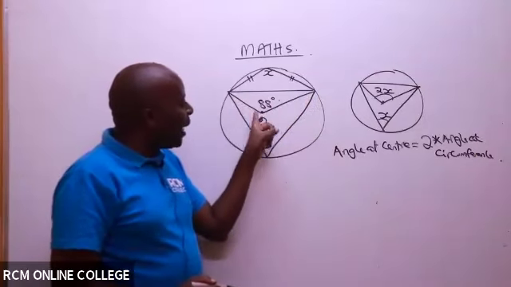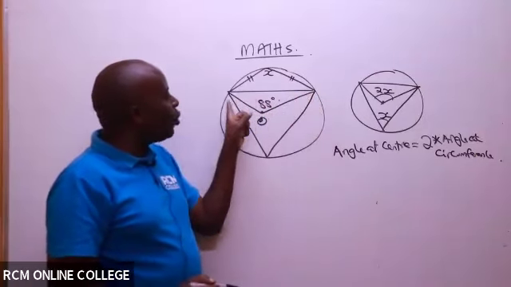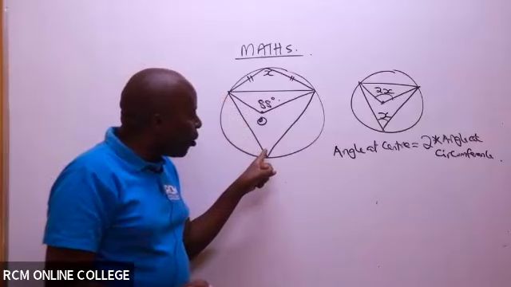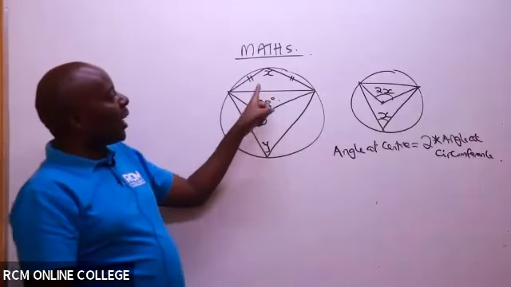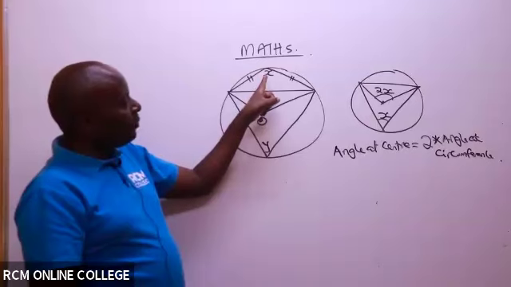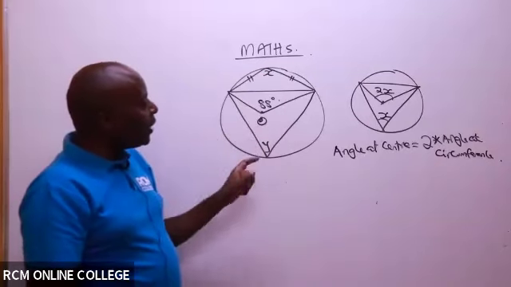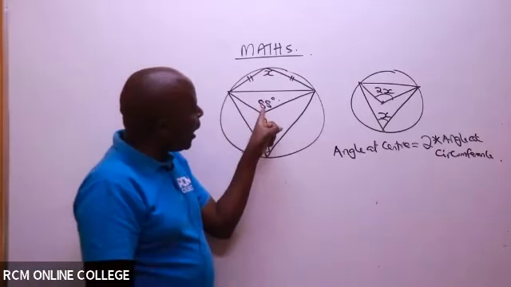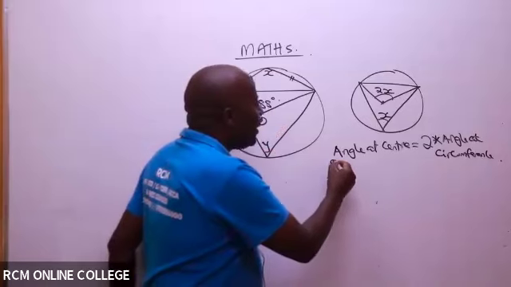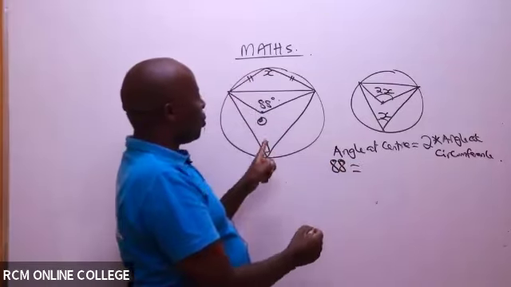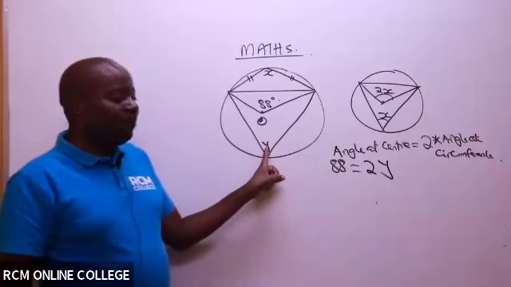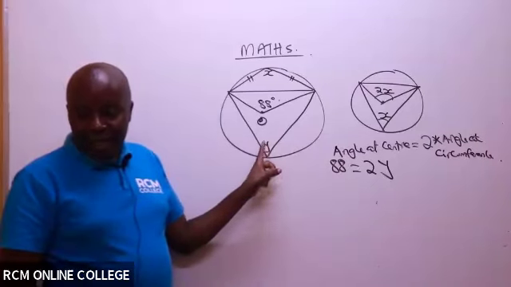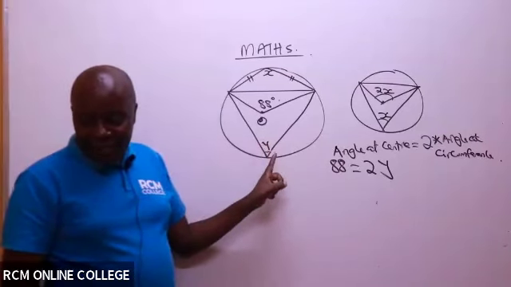So then if that is the case, this is the angle at the center. We expect this angle at the center to be double the angle here. Allow me to call this one here Y. I can't call it X, ladies and gentlemen, simply because we have an unknown X here. And we are saying that the angle at the center, which is 88, will be equal to twice the angle at the circumference.